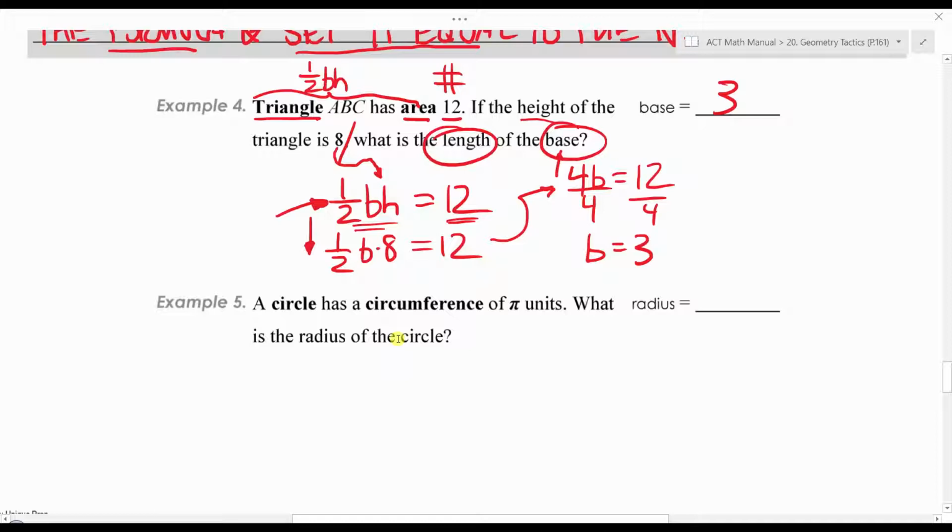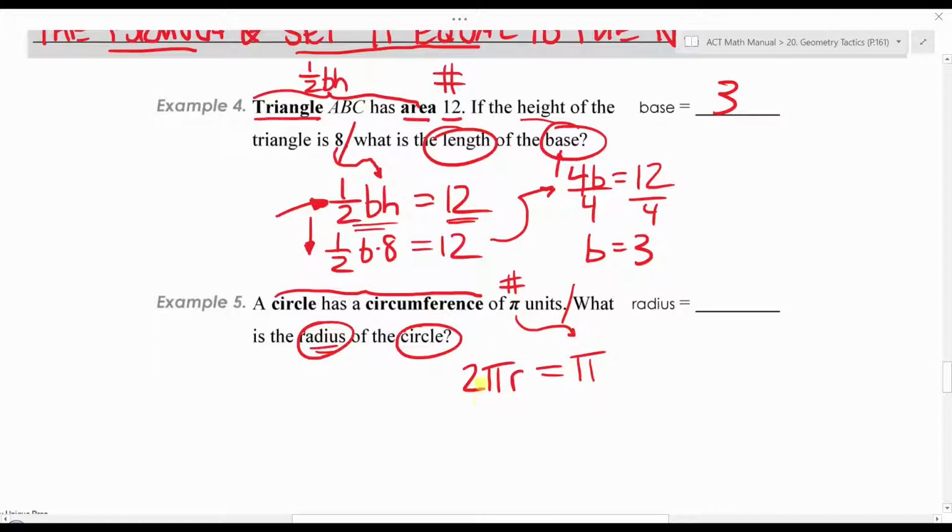Example 5, if you want to try this one on your own before I do it, go ahead and pause the video. This one says a circle has circumference of pi units. What is the radius of the circle? So again, they have given us, pi is a number, so they've given us a numeric value. We have a measurement here that has a known formula, circle circumference. We are going to write down 2 pi r. You can also write pi d, but since they're asking us for the radius, I'm going to use the radius form of the circumference formula. I'm going to set 2 pi r, the formula, equal to the number that was given.